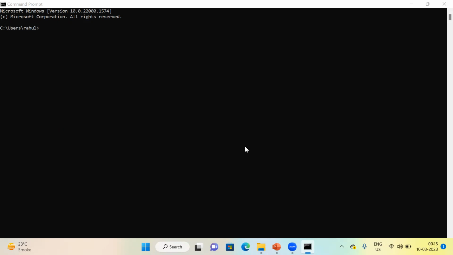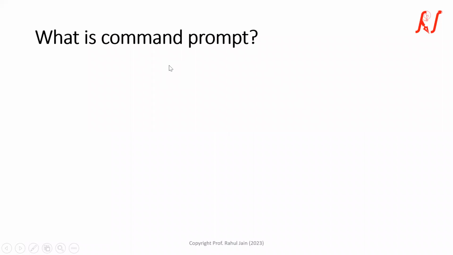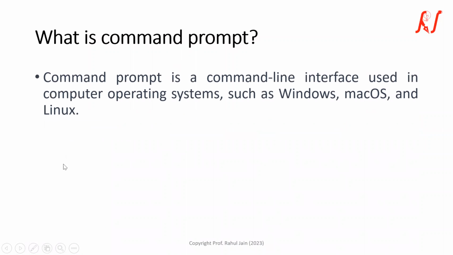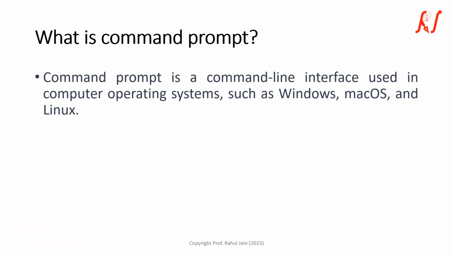So I think everybody can see my screen, and this black screen that you can see here is a kind of command prompt in Windows. So let me try to minimize it. First, let's see the command prompt definition, and thereafter, we will explore the important commands one by one.